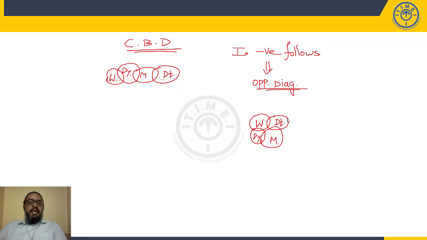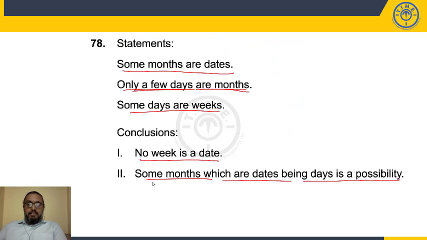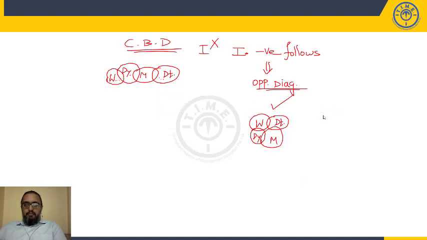Some months are dates, only a few days are months. So am I able to satisfy the opposite diagram? Yes. Hence, the given negative does not follow. Got it? Now the second one, some months which are dates being days is a possibility. Now three entities are given here. So draw it as he has given it. The second one is a possibility, so we draw a possibility diagram separately.